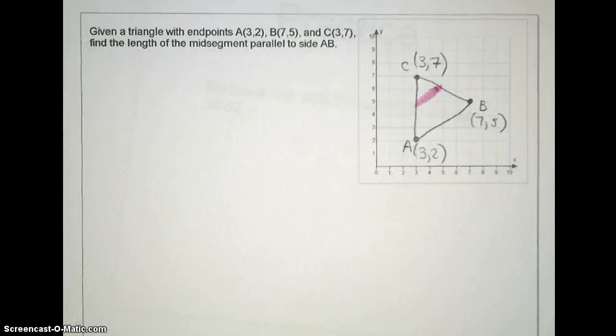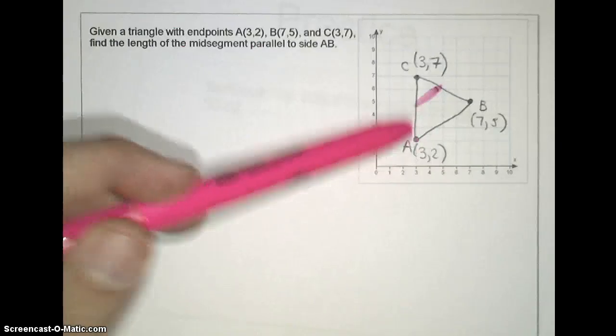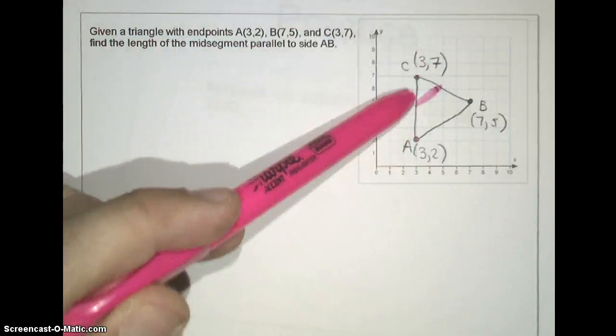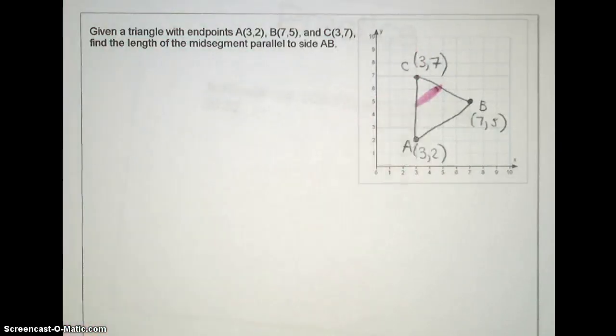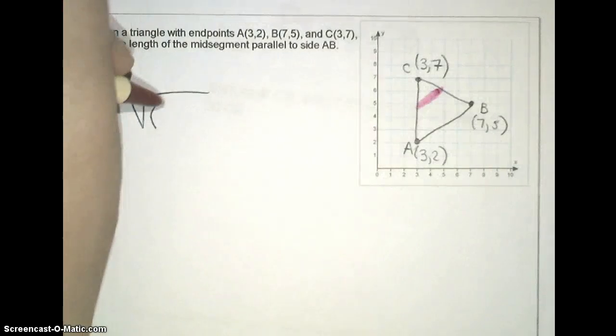Based on the midsegment theorem, I know that there's a special relationship between the length of this pink midsegment and the length of AB. This length will be 1/2 of the non-adjacent side, AB. So if I were to find the length of AB, I just need to cut that answer in half, and I have my length of my midsegment. Fortunately, I have the endpoints of AB, so I can use the distance formula to find the distance between those 2 points.